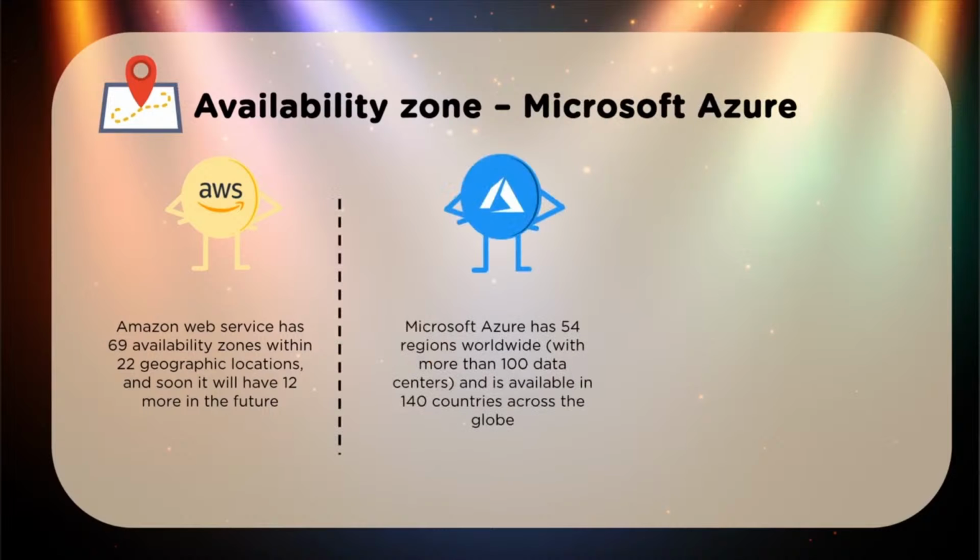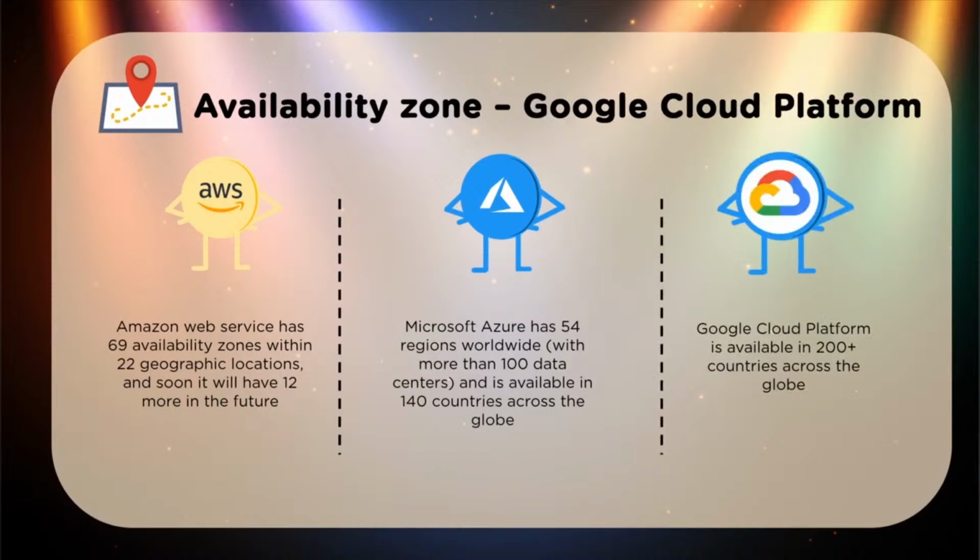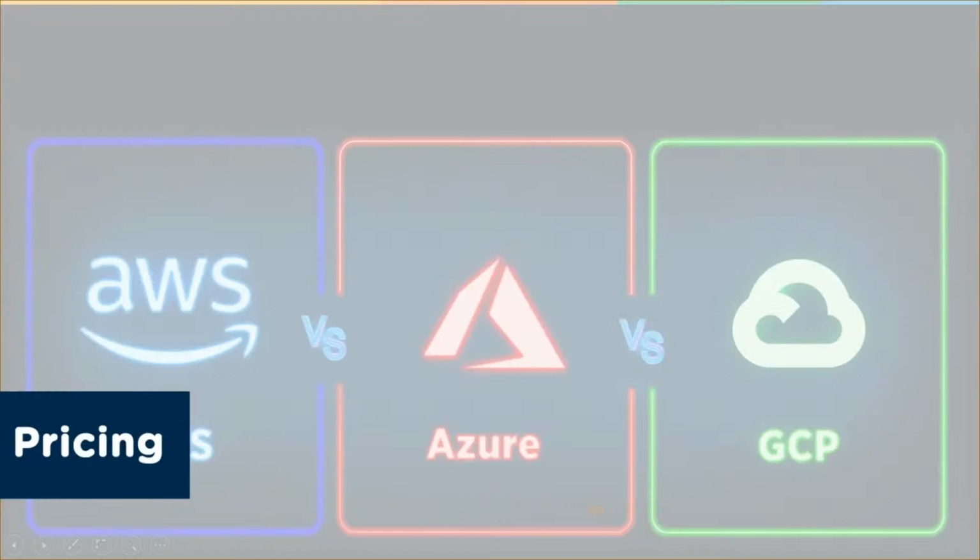Azure, available in 140 countries, has over 54 regions worldwide grouped into 6 geographies. These geographical locations have more than 100 data centers. GCP is available in 200 plus countries across the world. As of today, GCP is present in 61 zones and 20 regions, with Osaka and Zurich being the newly added regions.